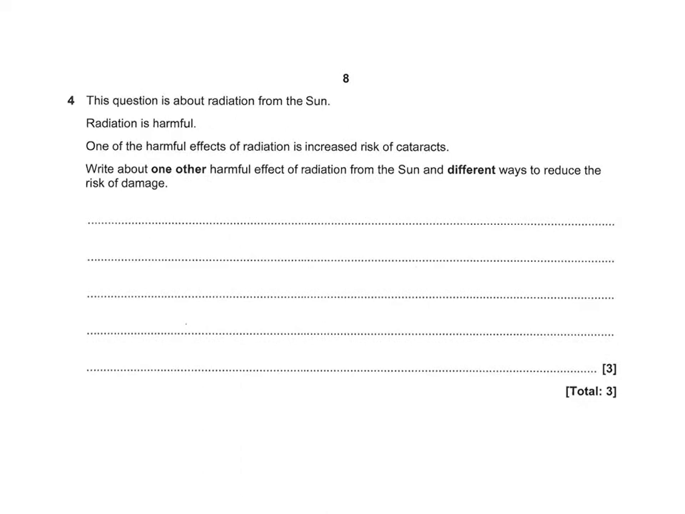Next question is about radiation from the sun. Radiation is harmful. It says one of the harmful effects of radiation is increased risk of cataracts. Write about one other harmful effect of radiation and different ways to reduce the risk of damage.